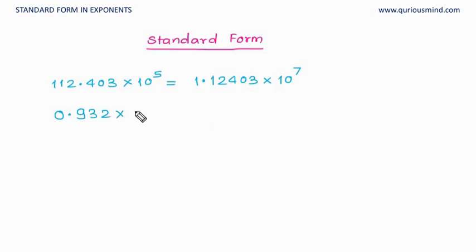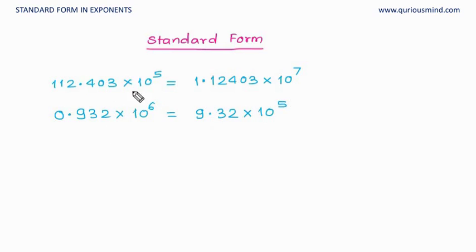Let's say I have this 0.932 into 10 raised to 6. First step, just write it 9.32 into 10. Now we have shifted this to the right, which means the number is increased. So if the number is increased, the power should be reduced. By how much? The number is increased by 1. We have moved 1 place. So the power should reduce by 1. So 6 minus 1 is 5.